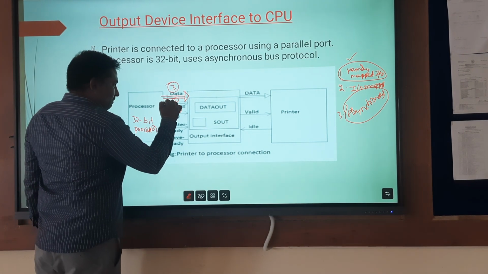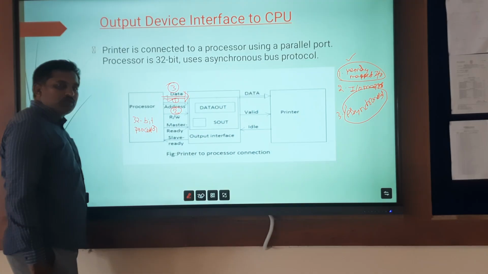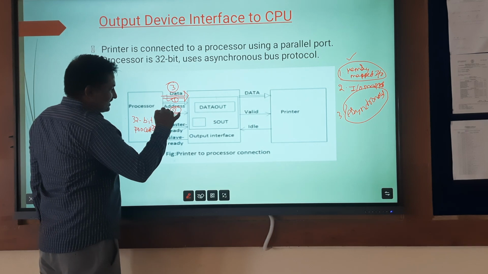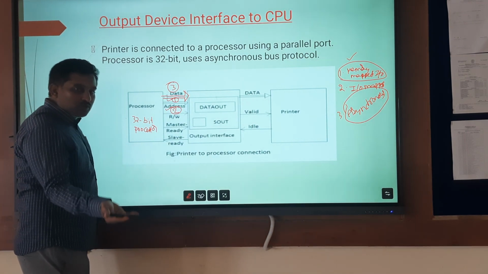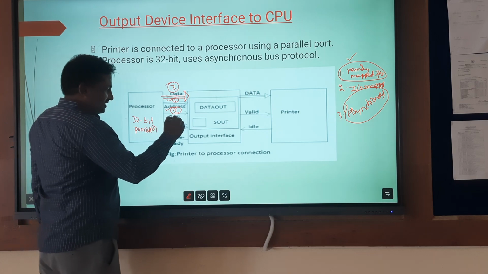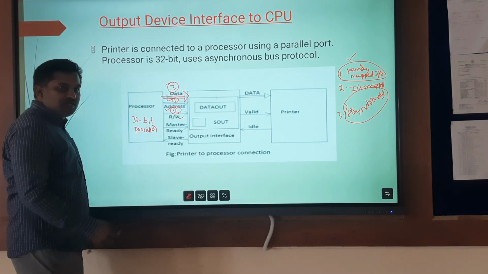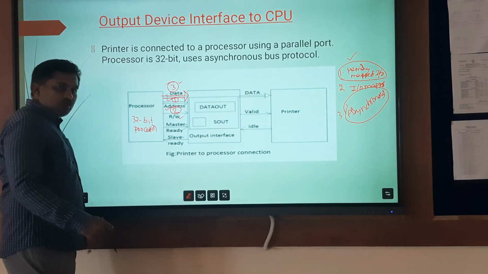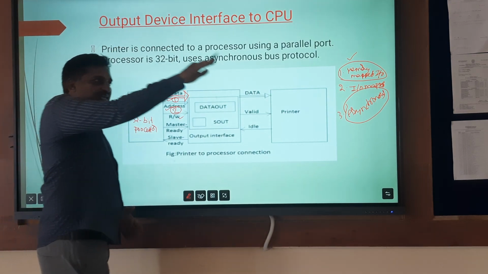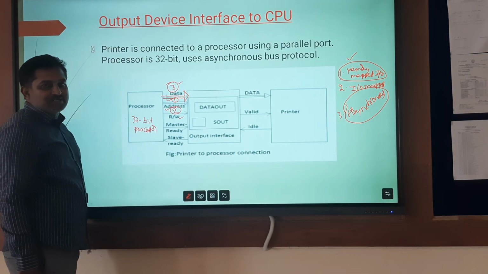My first step is the address should be assigned to the slave device. Second step is what type of operation we are going to perform, that is read or write operation. Here we are performing the write operation. Third step is the processor places the data on the data bus.